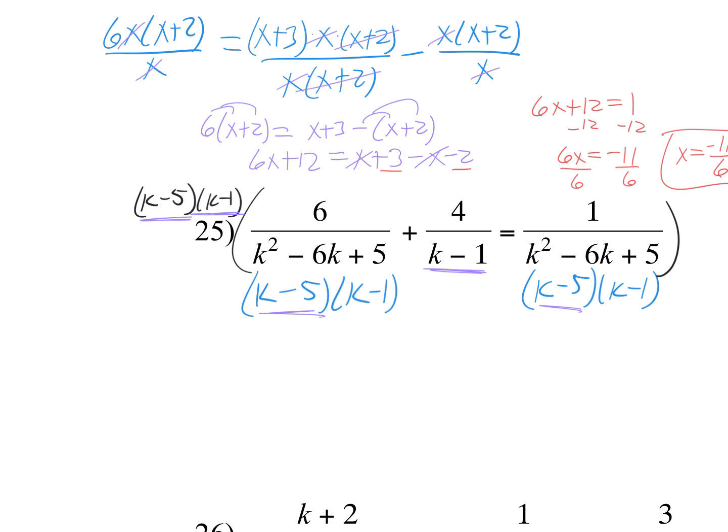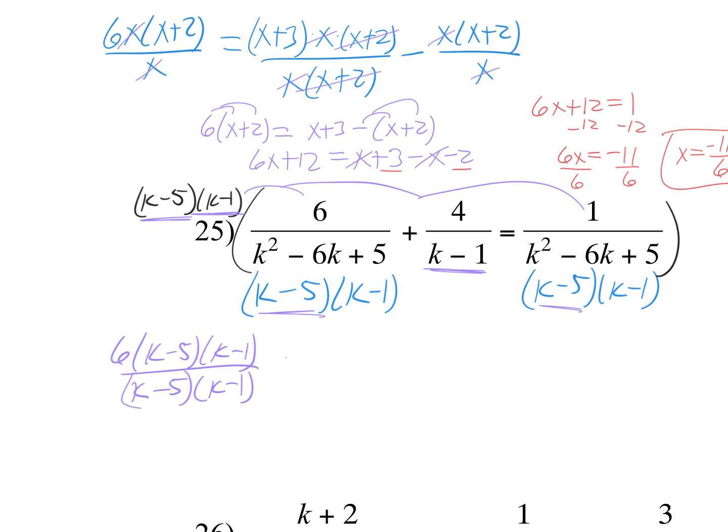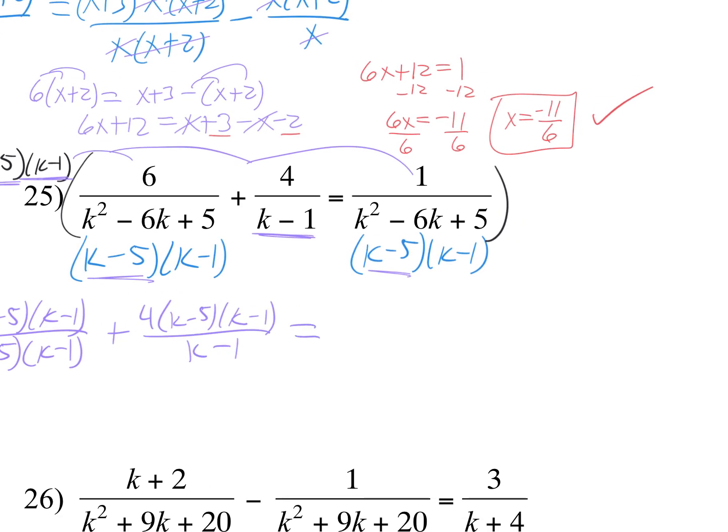All right, so when we multiply this entire equation by k minus 5, k minus 1, right, we get 6 times k minus 5, k minus 1 over, and then I'm going to write the factored expression, right? So k minus 5, k minus 1. And then plus 4, k minus 5, k minus 1 over, and then this one's just k minus 1 equals k minus 5, k minus 1 over, I'm going to write the factored expression again, right? K minus 5, k minus 1.